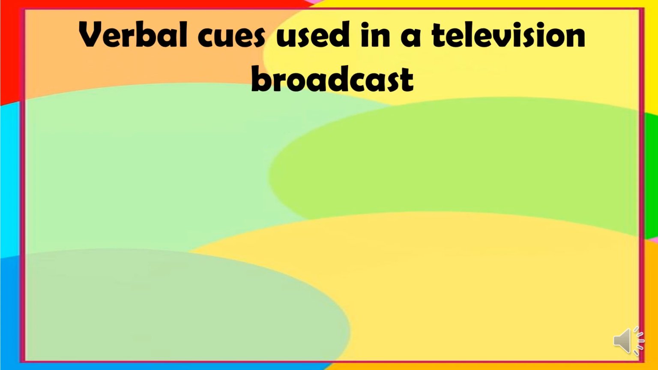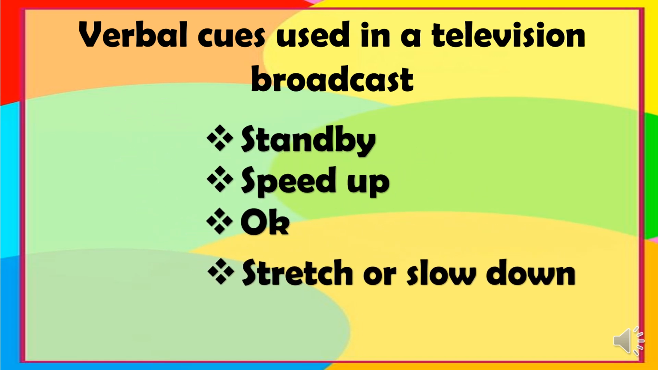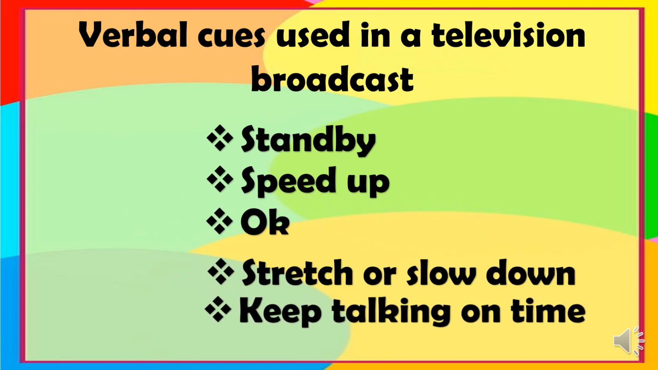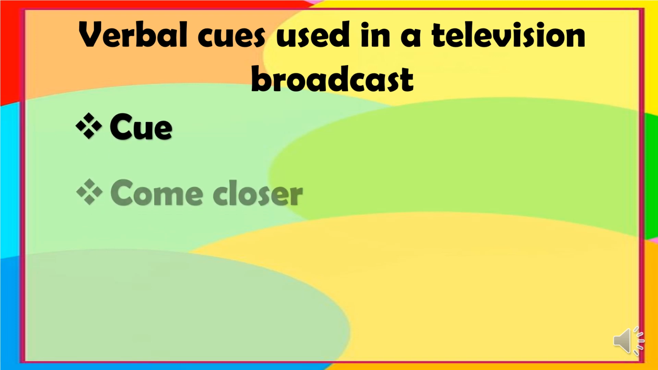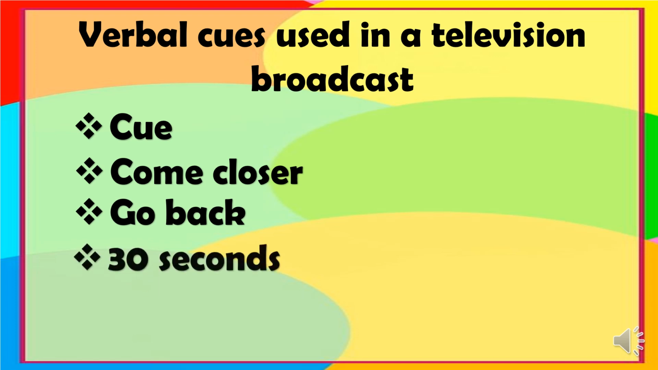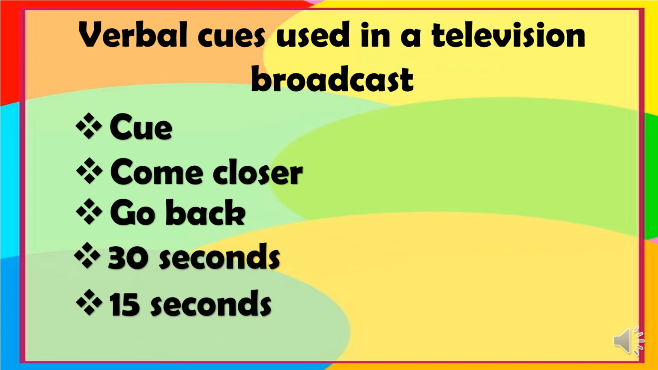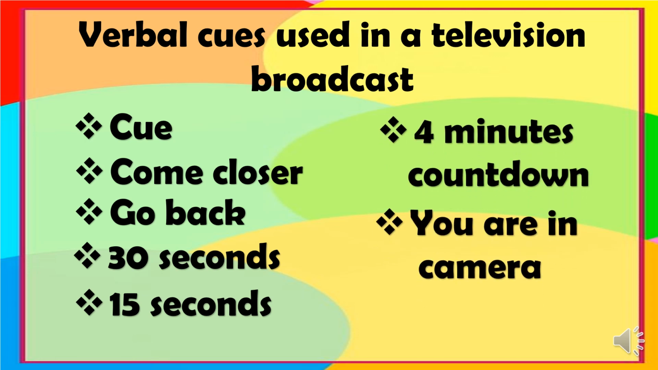Here are some of the verbal cues used in a television broadcast. We have standby, speed up, okay, stretch or slow down, and keep talking, on time. We have also cue, come closer, go back, 30 seconds, 15 seconds, 4 minutes countdown, and you are in a camera, and cut.